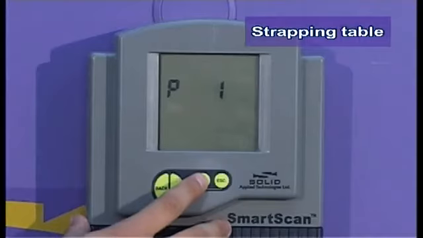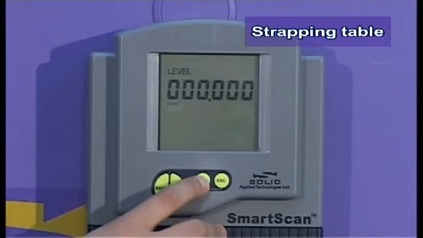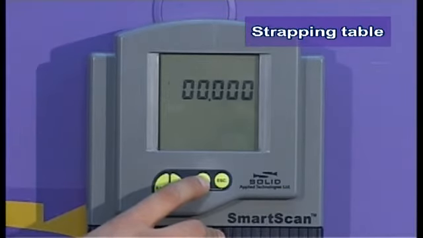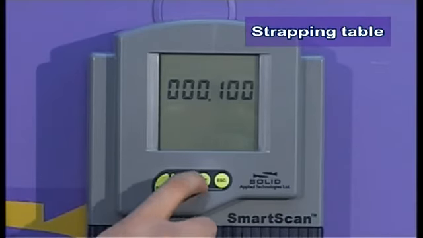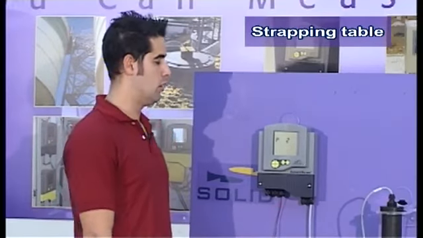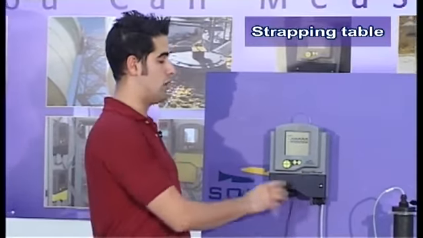so I will enter in point 1 level 0, and volume of 0.1, which indicates the bottom of the tank. Point 2 will be the middle of the tank, which is 1 meter height.